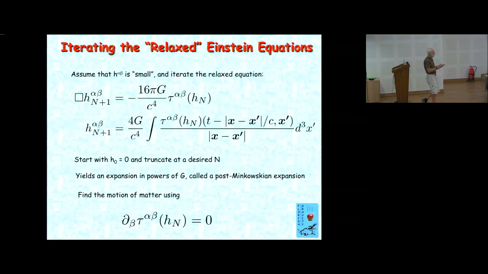And once you've got the field at the level of iteration that you need, your desired n, then you take that n and plug it into this tau alpha beta and use the ordinary divergence of that to vanish. That will give you your equations of motion. And once you have the equations of motion, that information then allows you to get the full metric. Generally speaking, of course, what we are really interested in are the equations of motion, but depending on the situation, you may need to get the metric as well to that order of approximation. Okay?